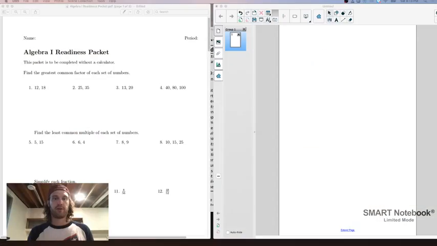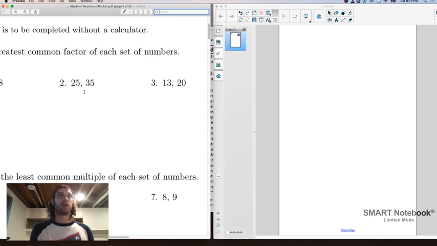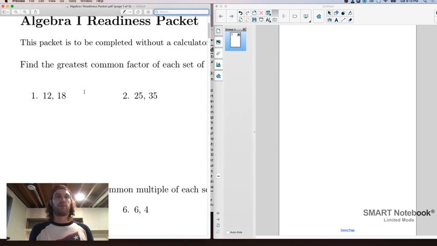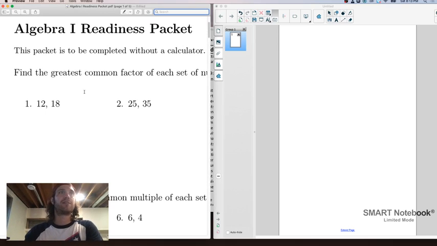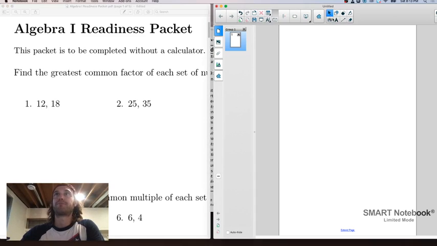Our first review is going to be of the greatest common factor. Let's go ahead and jump right in, shall we? All right, so greatest common factor. Greatest means obviously biggest. Common means that these two numbers share. And factor is basically a number that we can divide the numbers by. So let's take a look.